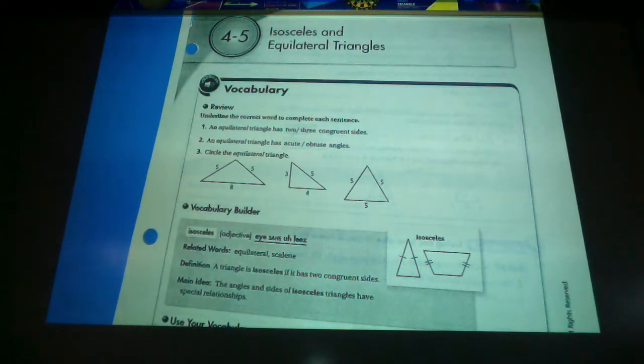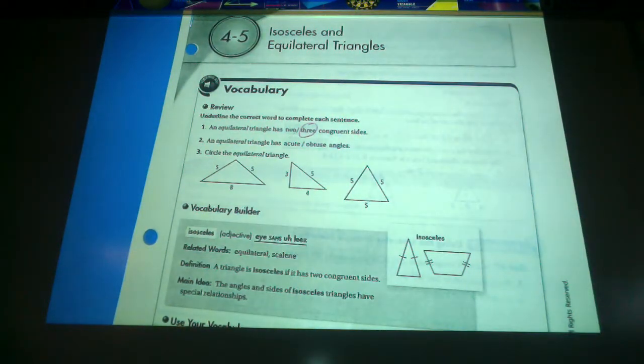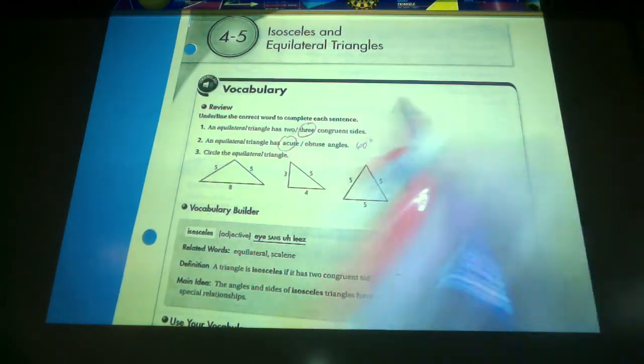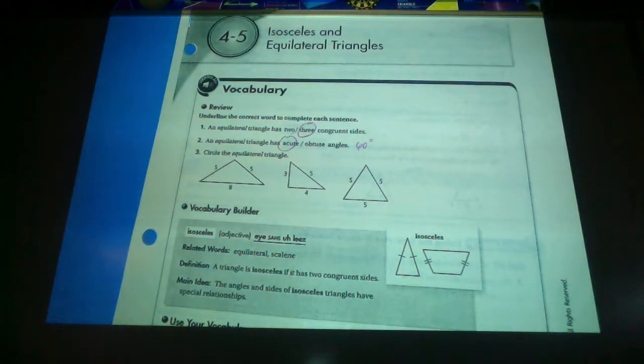So we kind of talked about this just the day before yesterday. An equilateral triangle has how many congruent sides? Equilateral means all sides are equal. There's 3 sides to a triangle, so all 3 sides are equal. An equilateral triangle has acute or obtuse angles? They're all acute, and what do they all add up to? So it's 60, 60, 60, 180 degrees. Each angle is 60 degrees, right?